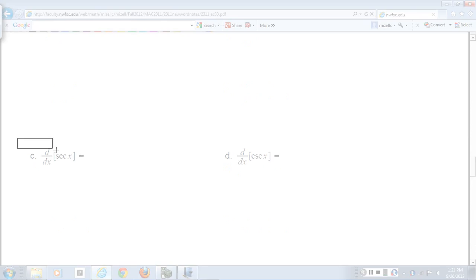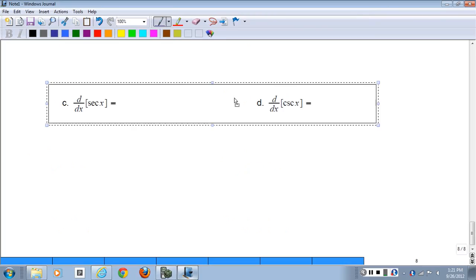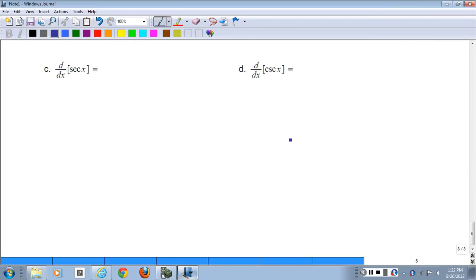Derivative of secant x. We want to write it in terms of what we know. Maybe it's tangent, or maybe it has something to do with tangent. Seems like it does have something to do with tangent. Let's write secant x in terms of a function whose derivative we already know.